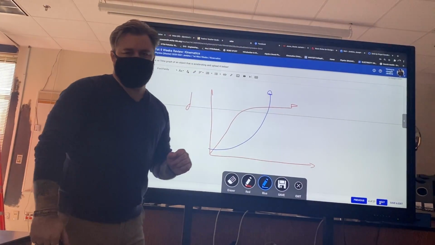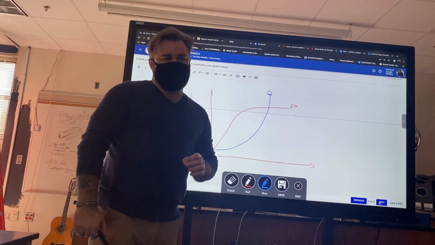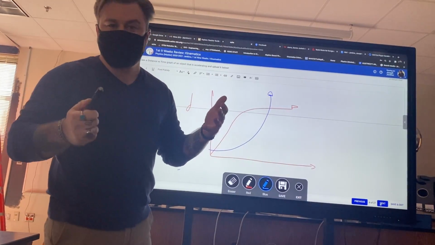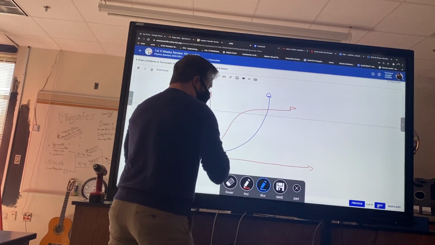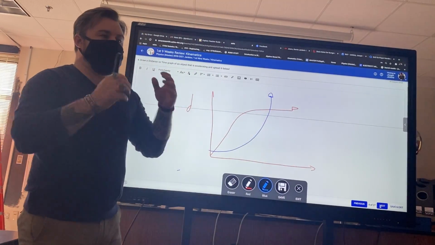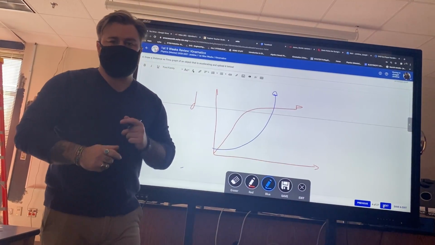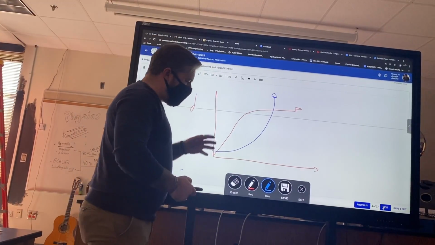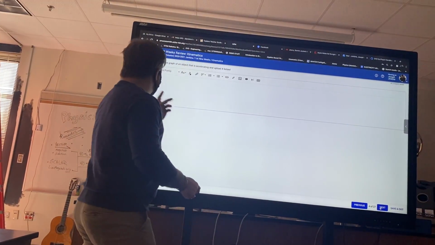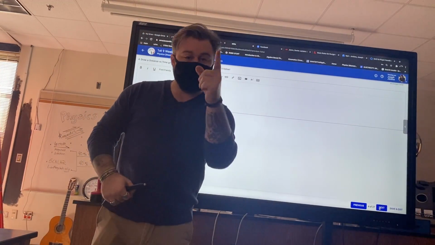When you see these curved lines on the distance versus time graph, that means your velocity is changing, your speed's changing. Right here, this blue line, just like you just drew with me, needs to be uploaded. That is your acceleration. This is deceleration, acceleration in the negative direction. Upload that for me. That is question number 4. Thank you.